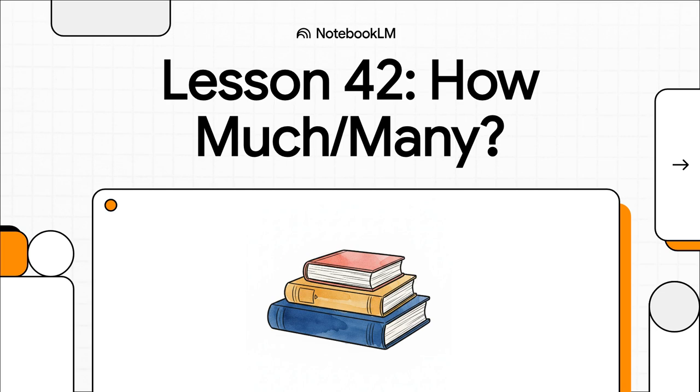Today, we're unlocking a really massive piece of the whole conversational puzzle. Just think about how often you go to a market, pour a drink, or ask about the time, and you need to know quantities. Well, today we're learning exactly how to ask for those quantities in Hindi. This is a super practical, highly useful explainer, and by the end of it, you're going to feel incredibly confident asking how much and how many out in the real world.